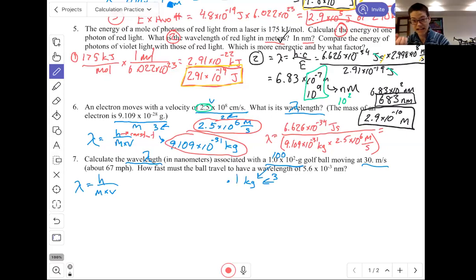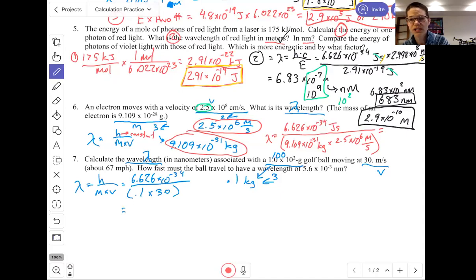So that's about the mass of a golf ball, right? You know, it's kind of small. My velocity needs to be in meters per second. It's already in meters per second. So that's good. So 6.626 times 10 to the negative 34 over, open a parentheses, 0.1 times 30.